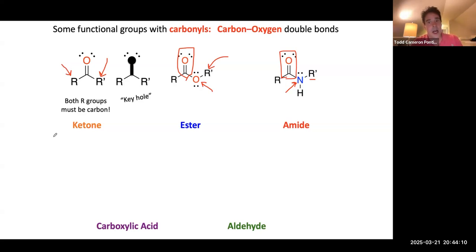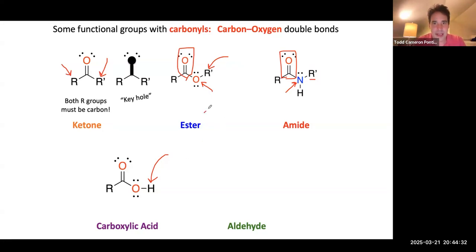living things. A carboxylic acid looks a lot like an ester with one important distinction. Instead of having a carbon coming off of it, it has a hydrogen. This is a terminal functional group. It can't continue on because a hydrogen can only take one bond. So a carboxylic acid has to be anchoring a molecule. You can't have a carboxylic acid and then more stuff after that.